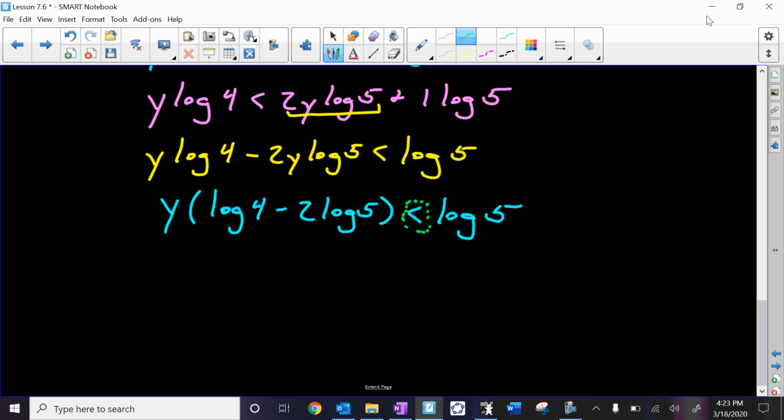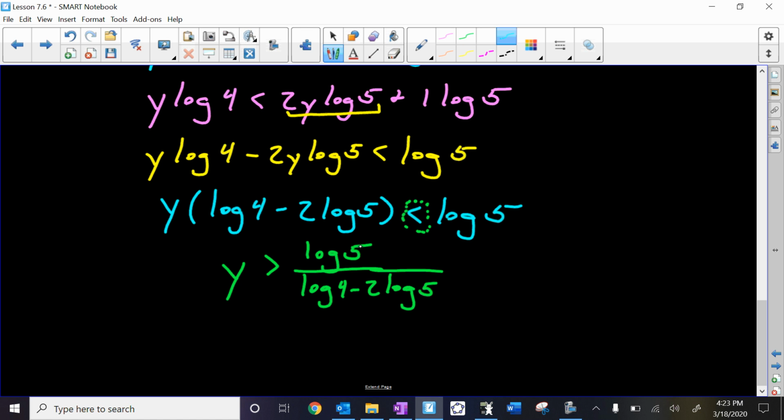get rid of this calculator for now. If we divide by all of that, now we're going to have y. We're going to get y now being greater than log of 5 over log of 4 minus 2 log of 5. Now we're going to take this and plug it into our calculator and see what we get.